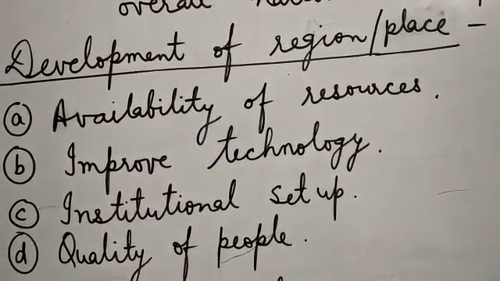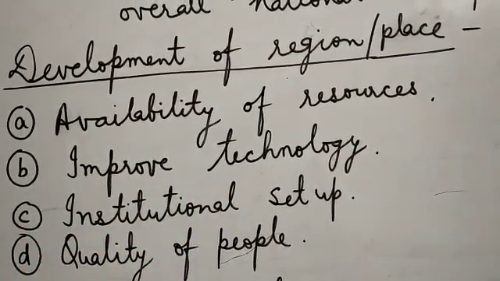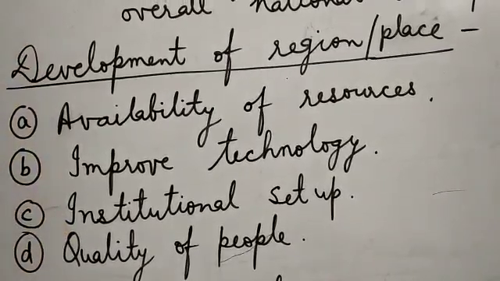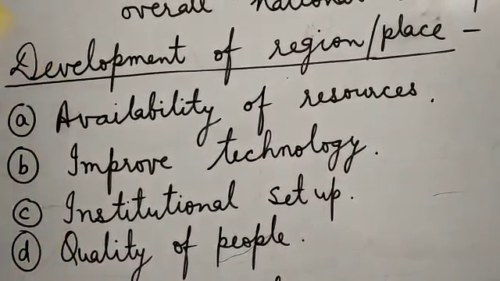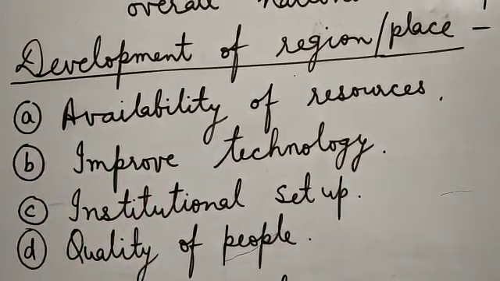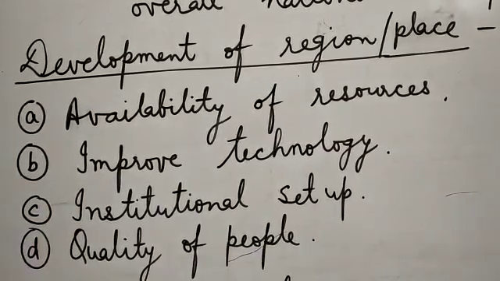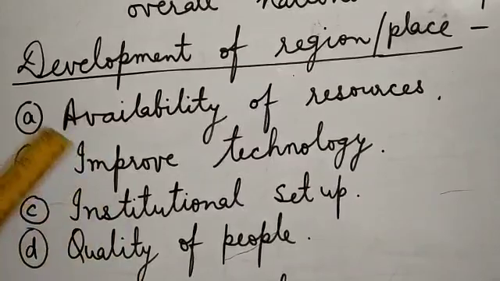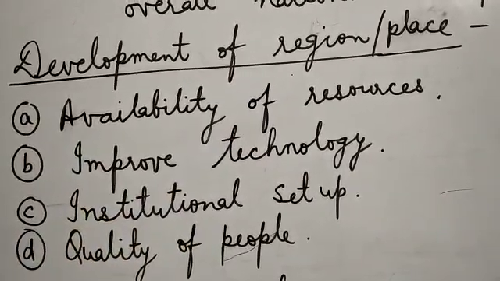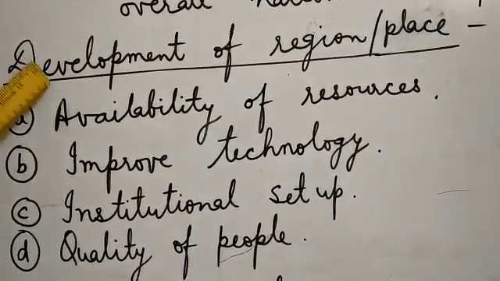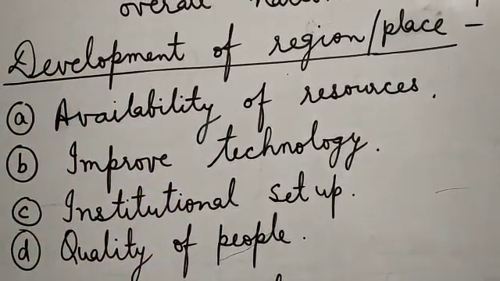After the region is discovered to have different kinds of resources, these institutions are made. Without institutions, without any kind of tools and technology development, there cannot be any kind of development. And the last is that development also depends upon the human resource, what kind of people that place has. A place is developed where literate, skilled, graduate, trained, quality people are found. But if the place is full of resources and lacks quality people, there can be no development or less development. Thus we can say the development of a region depends upon availability of resources, improved technology, institutional setup, and quality of people. There are some other factors too, but these are the most important factors.